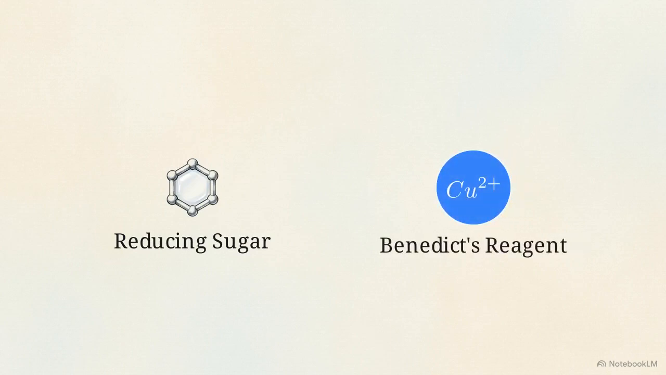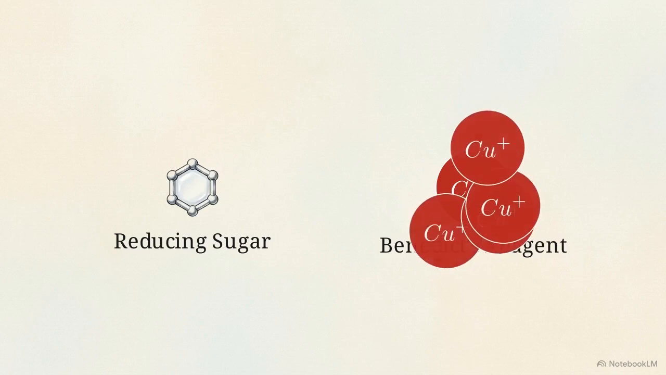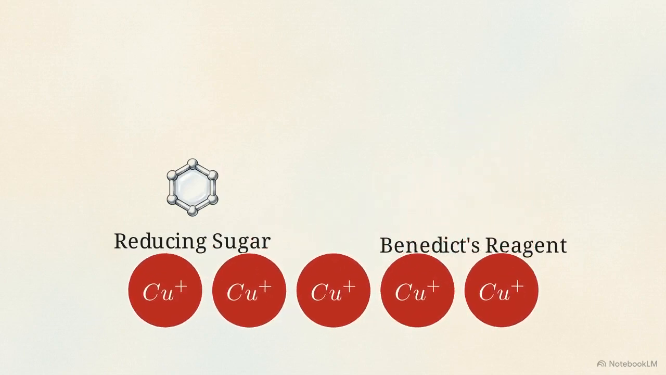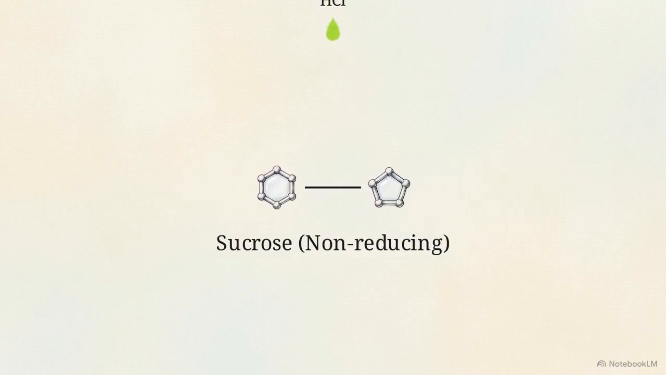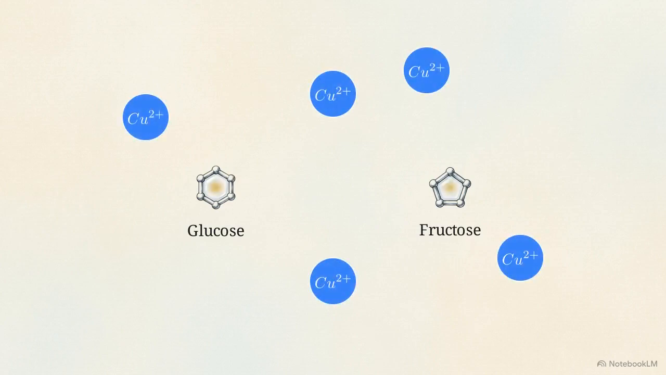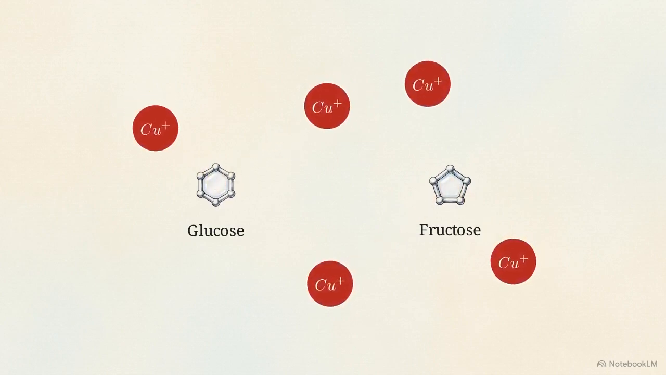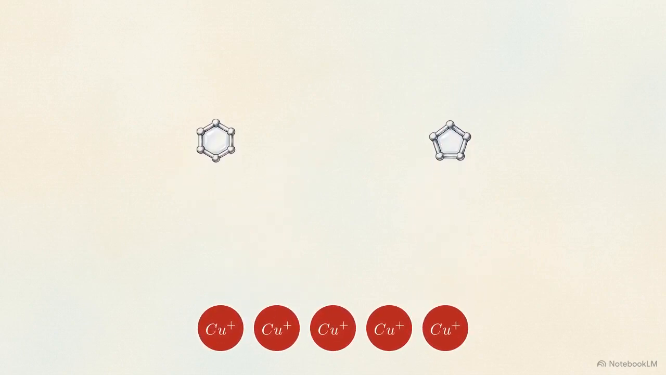The solution contains blue copper 2+ ions. When heated, a reducing sugar donates an electron to the copper ion, reducing it to copper 1+. This reaction forms a brick red precipitate. Sucrose is a non-reducing sugar. It will not donate an electron. To detect it, you must first boil the sample with dilute hydrochloric acid to hydrolyze the glycosidic bonds, splitting the sucrose into reactive glucose and fructose. After neutralizing the acid with an alkali, the Benedict's test will successfully trigger the red precipitate.